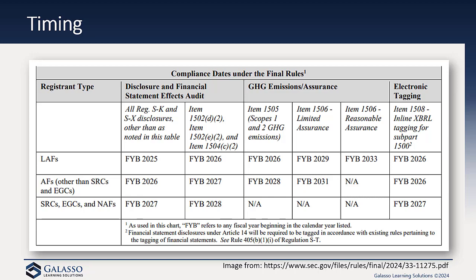And then they only require the reasonable assurance for our large accelerated filers. Our accelerated filers never get to that reasonable assurance level. And then again, non-accelerated filers generally don't have to do any of that greenhouse gas. And so again, as we go through it, this table kind of gives you the timeline that we're working towards.